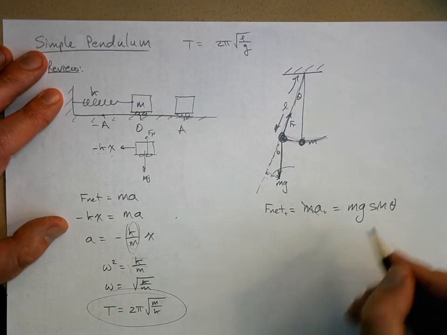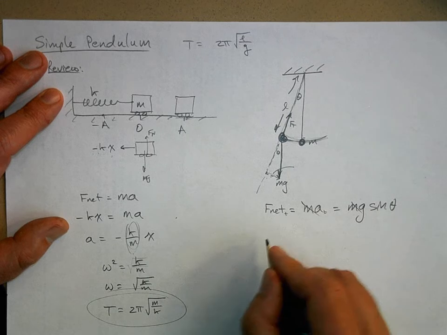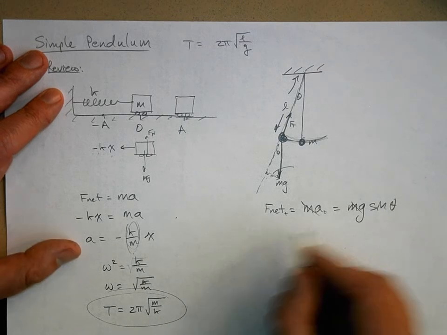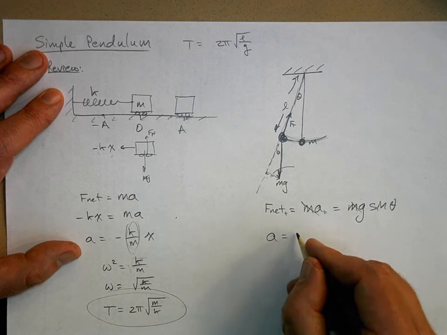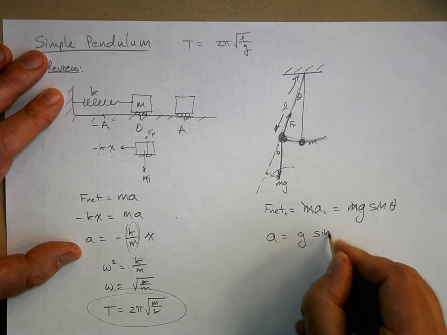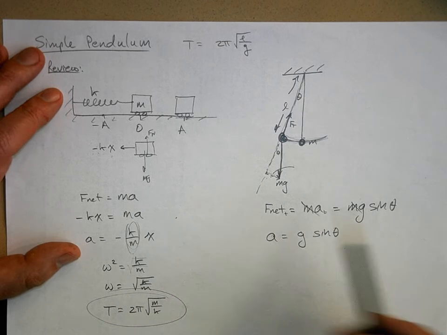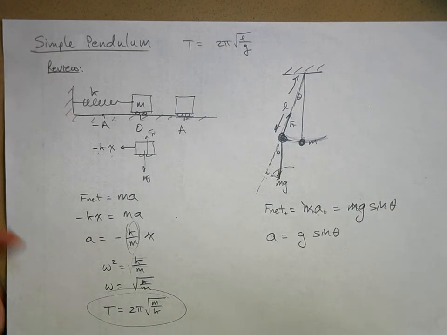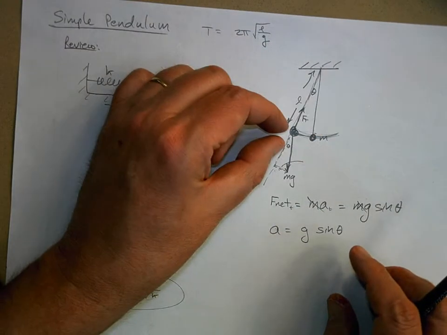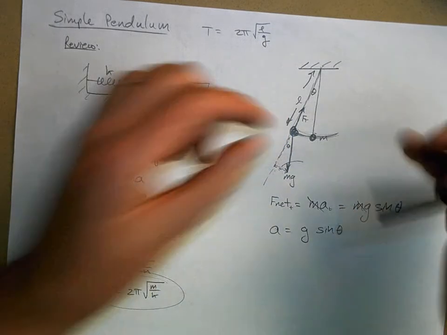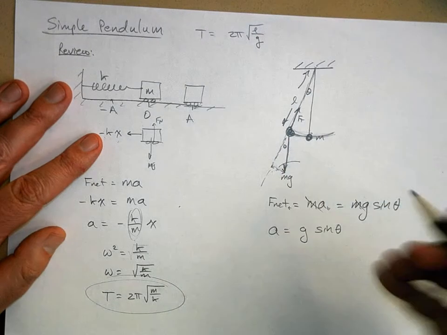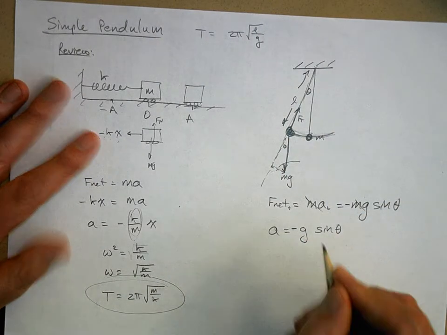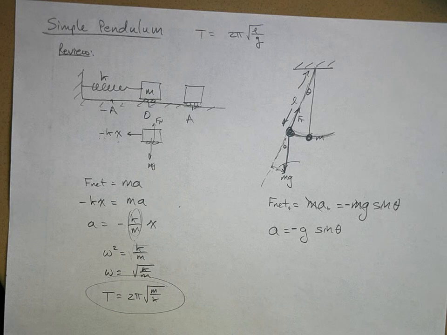Well, the masses cancel, and I'm going to solve for acceleration here. Acceleration equals g sine theta. Oh, but I left something out. Notice that the force is always in the opposite direction as my displacement. If I pull this thing to the left, the force is to the right. If I pull this thing to the right, the force is trying to pull it to the left. So we indicate that by putting a negative sign on there, just means it's in the opposite direction.